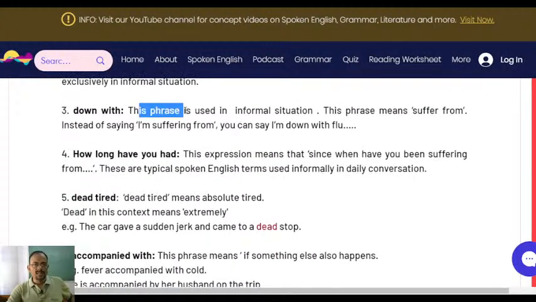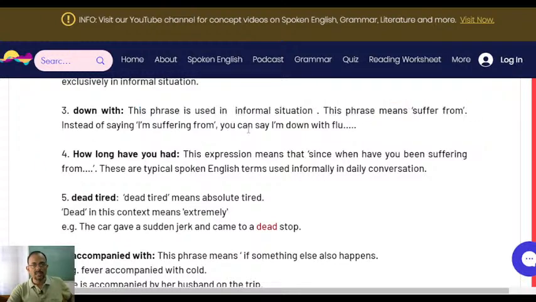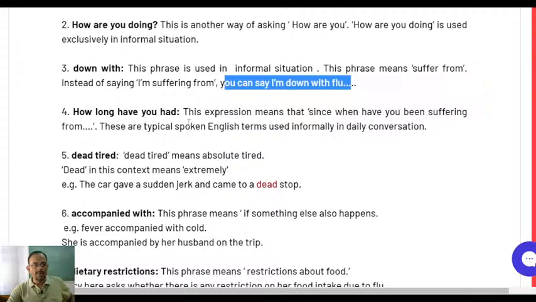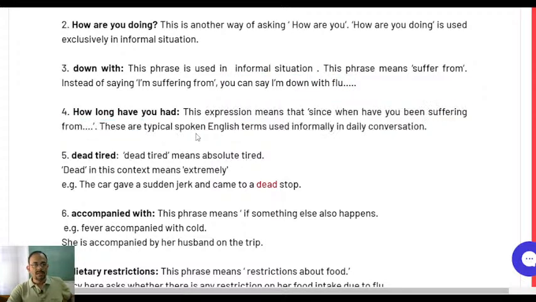Down with, this phrase is used in informal situation. This phrase means suffer from. Instead of saying I am suffering from, you can say I am down with flu. How long have you had? This expression means since when you have been suffering from. These are typical spoken English terms used informally in daily conversation. Dead tired means extremely or absolutely tired. Dead in this context means extremely.